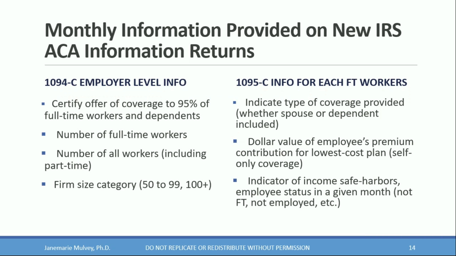Then for the full-time workers, they have to fill out the 1095-C form, and month by month they have to indicate the type of coverage provided to the employee, whether it was a spouse or dependent. They have to indicate the dollar value of the employee's premium contribution, because they're going to have to figure out affordability. And then they have to indicate these safe harbors I showed you earlier, whether they used W-2 income or some other measure to determine affordability. If you have a new employee who was not employed earlier in the year, you would use these indicator codes in that category. We don't have time to go through the forms, but I just wanted to give you a general idea of the information on there.